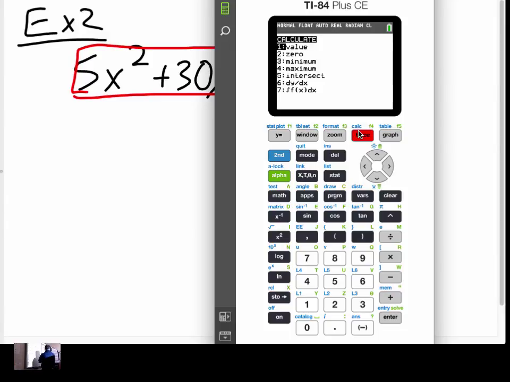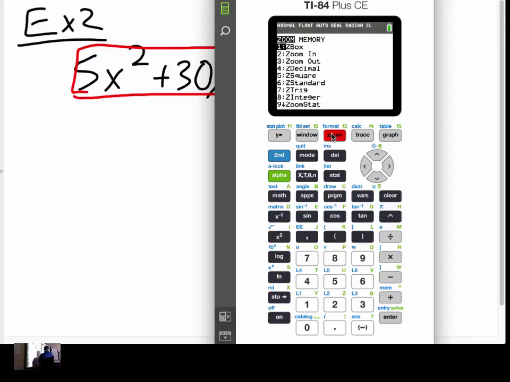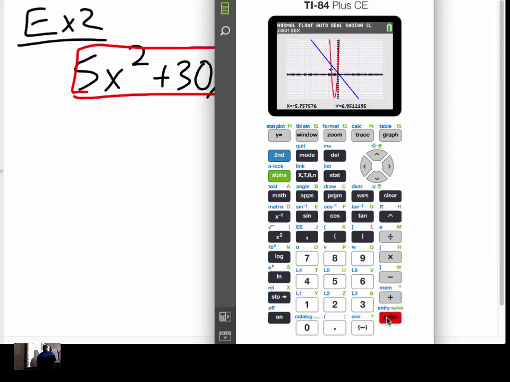So if I hit second trace, I go to calculate, and I'm going to hit 5 for intersect. And then I need to move this cursor as close as I can to this value here. The problem is I'm nowhere near it, so I've got to adjust my zoom window. Watch this. Hit zoom, and we're going to do a zoom box. This is the upper left corner of my rectangle. I'm going to hit enter.